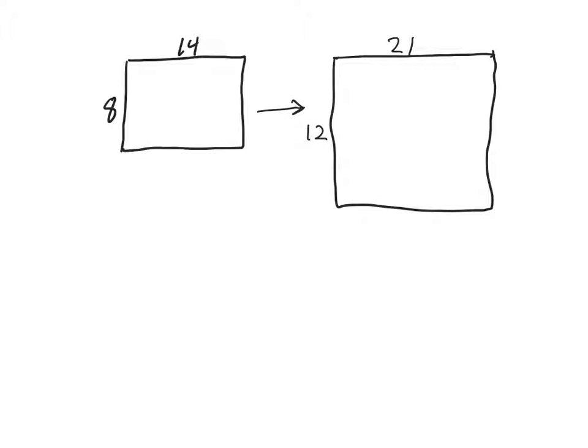Okay, let's try one that's a little more difficult. On this one, we're starting with a rectangle with sides of 8 and 14. The result of the dilation is going to be a rectangle with sides of 12 and 21. So this is a stretch. Let's match up sides, to make sure we get the right sides. The 8 is the smaller one over here, and the 12 is the smaller one over here. So 8 goes with 12, and then 14 goes with 21.